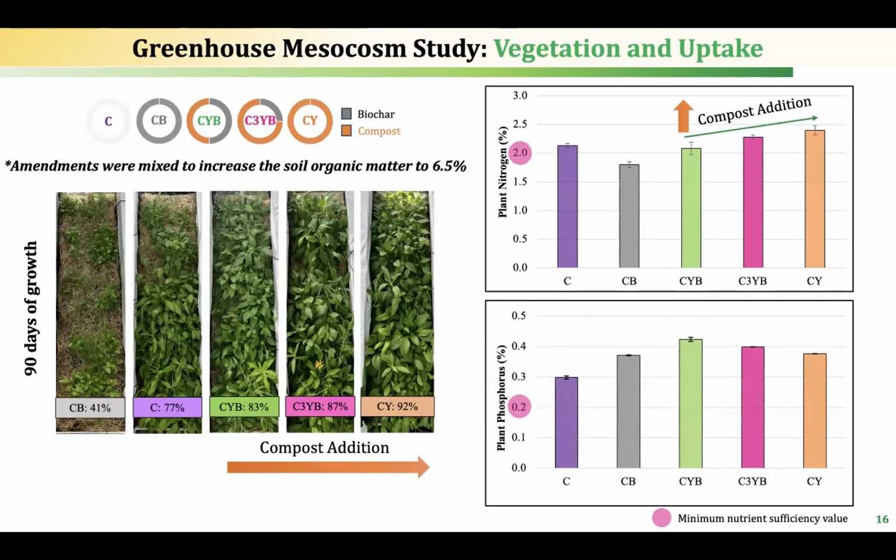On the contrary, with the phosphorus, we found that among the compost amended soils, that is CYB, C3YB, and CY, the greater the addition of biochar, the greater was the phosphorus uptake. This shows that biochar not only reduced phosphorus in the effluent, but also improved its availability for the plants to utilize this nutrient better. So between the vegetation and the water quality data, this growth study underscored the positive influences of combining compost and biochar to improve soil organic matter and thereby restoring the roadside soils for vegetation growth.